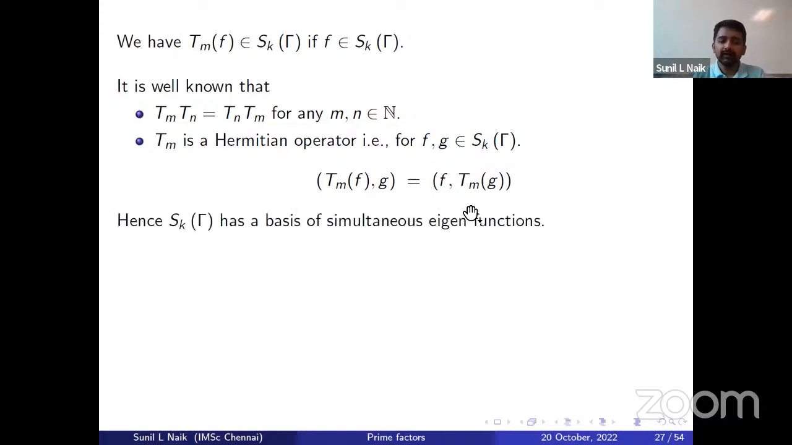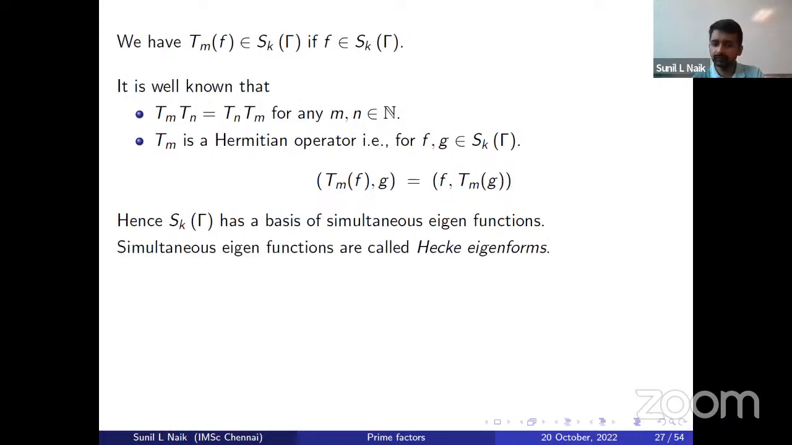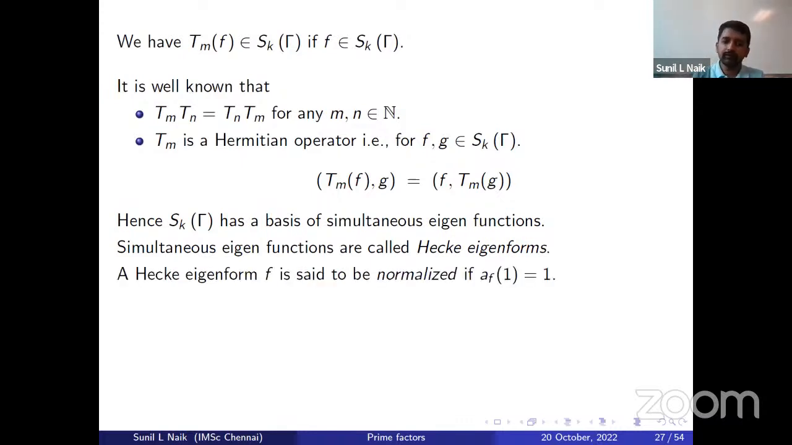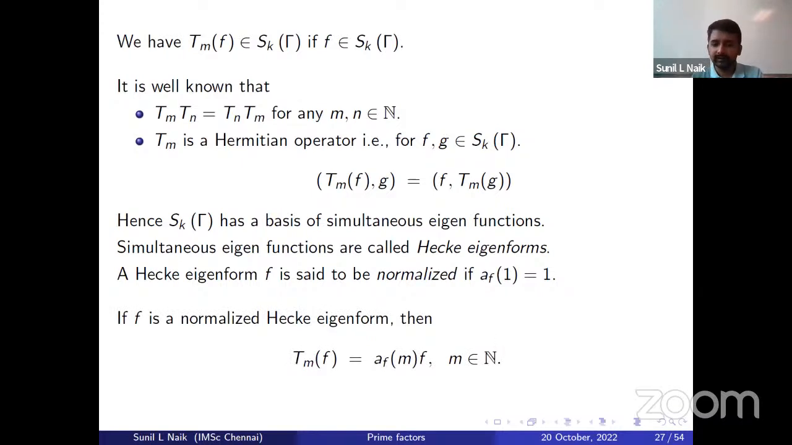Hence, the space of cusp forms has a basis of simultaneous eigenfunctions for all the Hecke operators. These simultaneous eigenfunctions are called Hecke eigenforms. If f is a Hecke eigenform, then the first coefficient is non-zero, so we can normalize it. A Hecke eigenform is said to be normalized if f(1) is equal to 1. If f is a normalized Hecke eigenform, then f is an eigenfunction for T_m with eigenvalue equal to the mth Fourier coefficient. These coefficients are real algebraic integers, and the smallest field containing all these Fourier coefficients is a finite extension of Q.